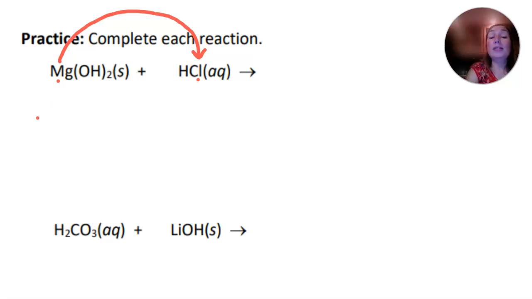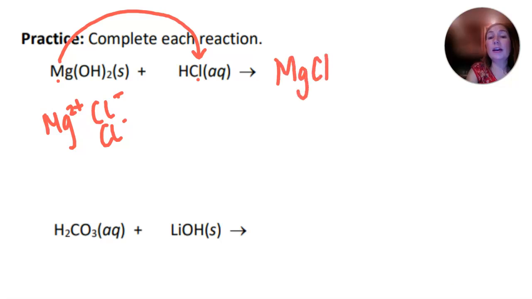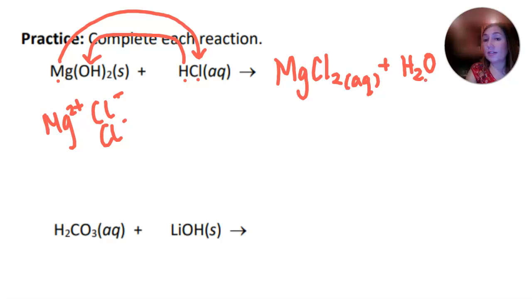Now, magnesium is a 2 plus and Cl's a minus. So it will take 2 of the chlorines. So we'll have MgCl2, and that's an aqueous salt. And then we'll have H getting together with OH. So H gets together with OH, and when H gets together with OH, that makes water. And we'll put water liquid.